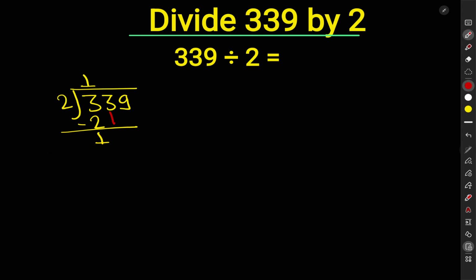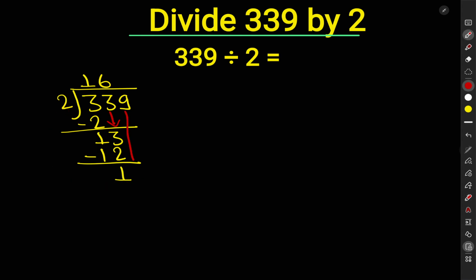So we put down the number beside this 3. So it became 13 and 2 times 6 means 12. On subtracting we get 1. So now this 1 is less than 2.